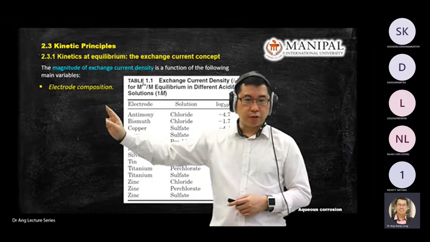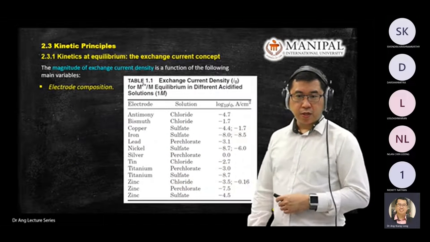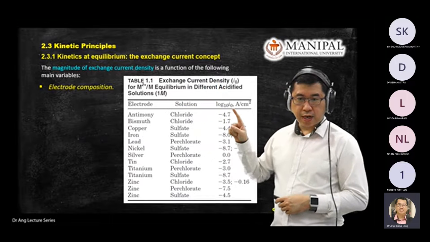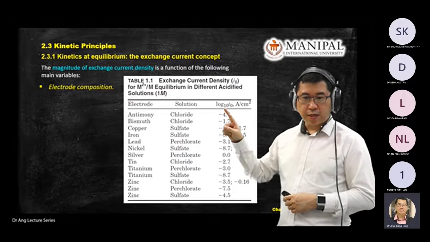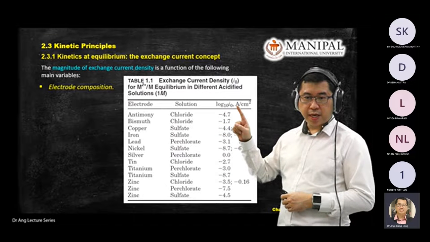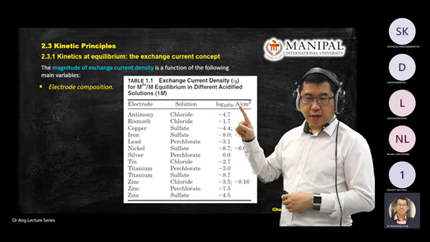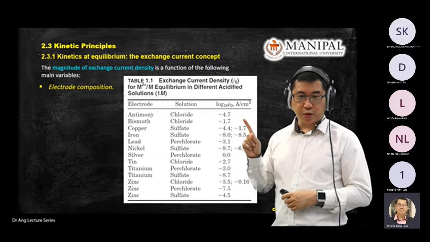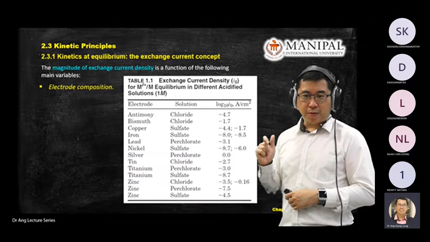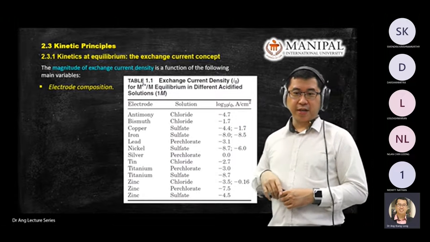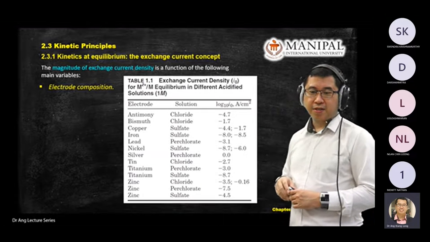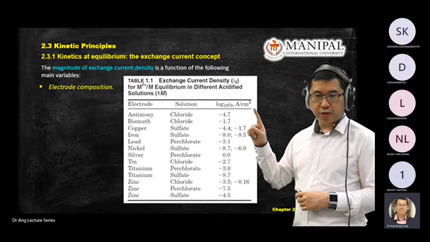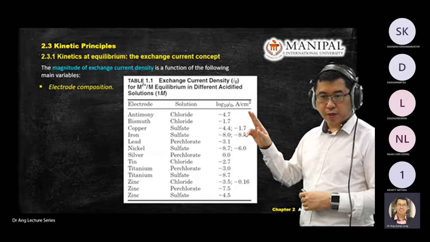Look at the electrode composition. I'll give you one example of the table. As you can see here from table 1.1, the exchange current density, with this i0 here. This one is in log base 10 value, the unit is ampere per area. Current is measured in ampere, potential is in volts, resistance is in ohms, so you need to recall your Faraday's law or your basic electronics principles. So current density is ampere over cm squared. So when you read a table, you need to be careful about the unit given.